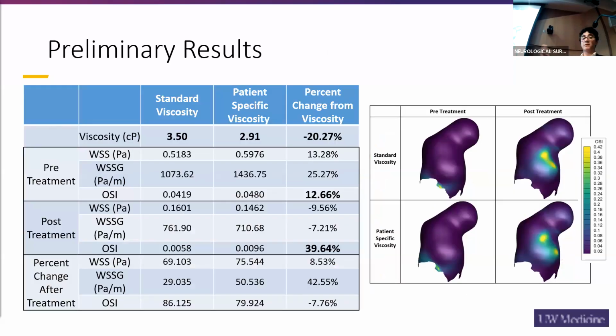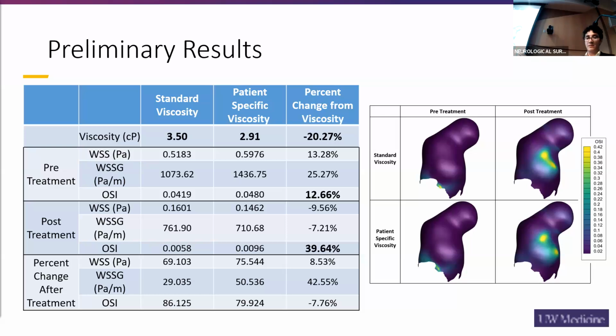And so here are some preliminary results from our case study in which we looked at a patient that presented with a 15 millimeter internal carotid artery aneurysm. We assessed it for different parameters such as wall shear stress gradient, and OSI, both for the aneurysm pre-treatment and post-treatment. We focused on viscosity in particular, that being standard blood viscosity values and patient-specific blood viscosity values.